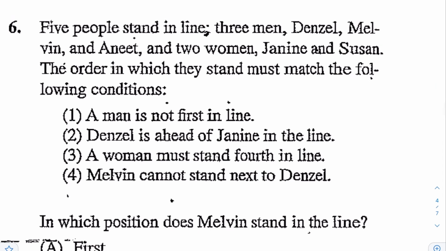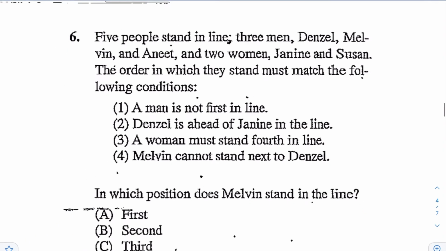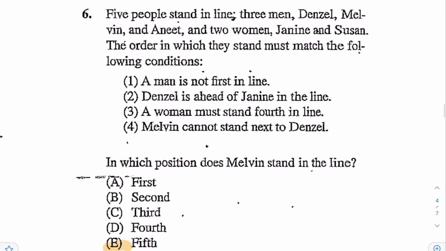So for number 6, 5 people stand in line. 3 men, Denzel, Melvin, and Anit, and 2 women, Janine and Susan. The order in which they stand must match the following conditions. A man is not first in line. Denzel is ahead of Janine. A woman must stand fourth, and Melvin cannot stand next to Denzel. So what position does Melvin stand in line? Here you just draw your 5 slots for first through fifth. So a man can't be first. So first has to be either J or S.